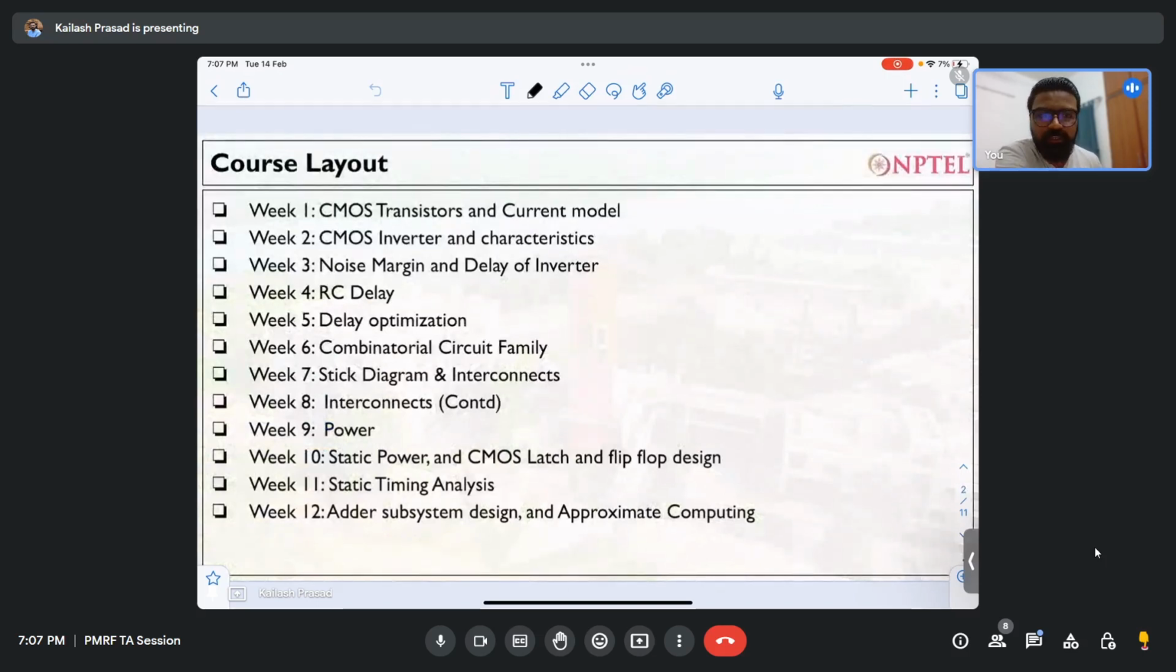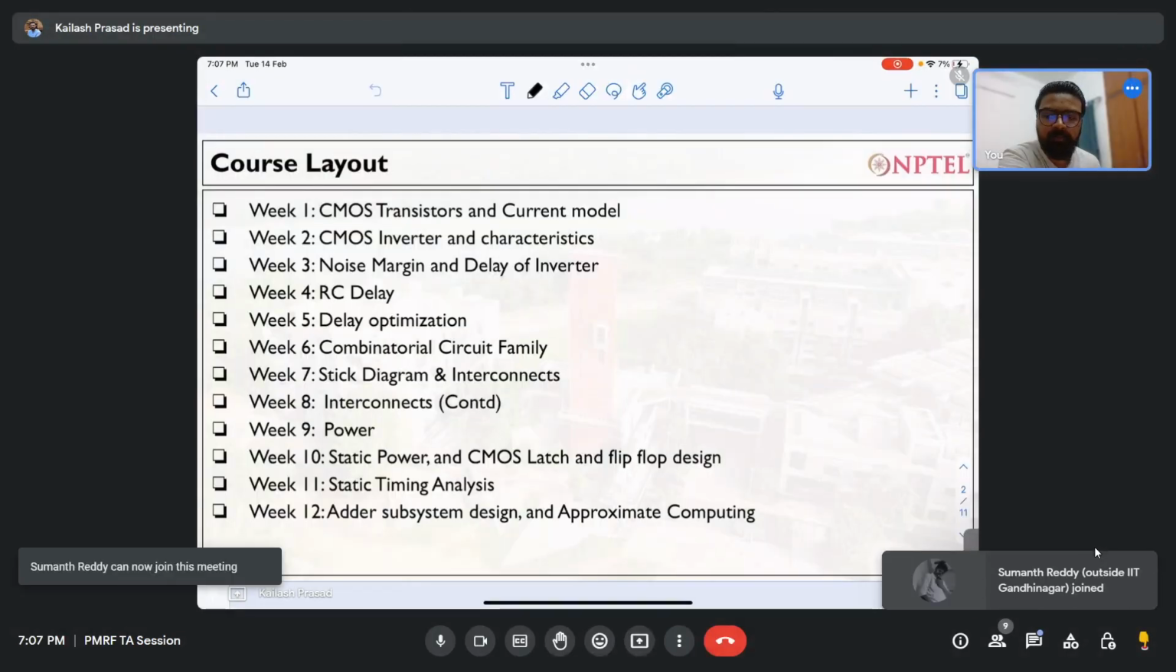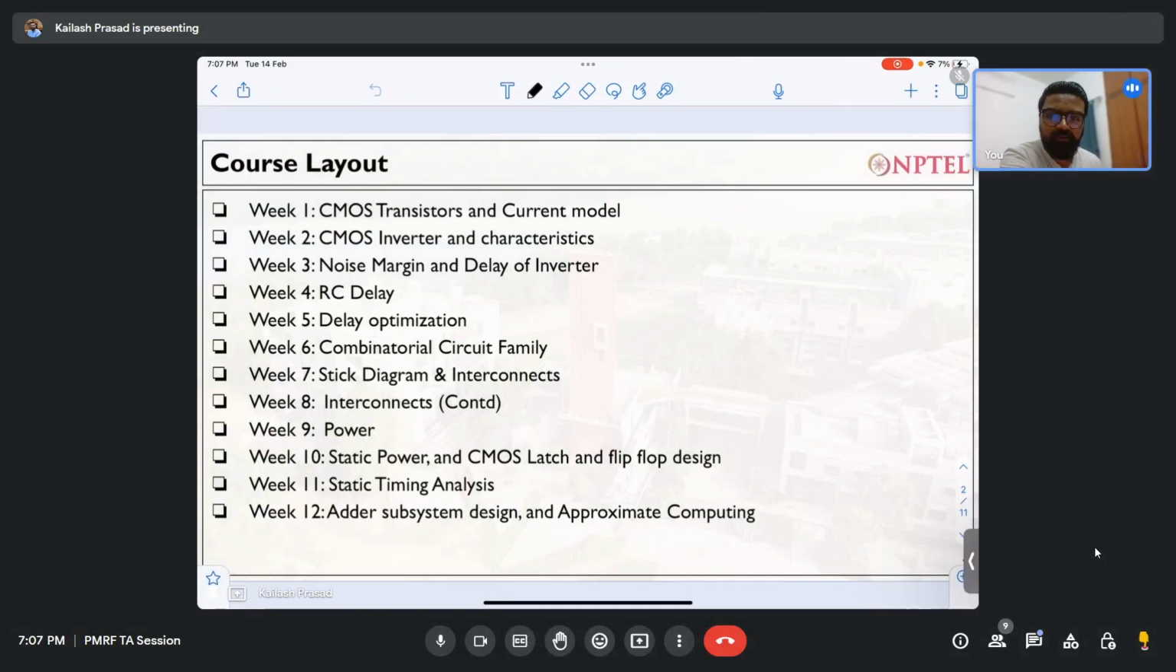So this is the course layout. In the last lecture, we discussed CMOS transistors. We solved a couple of questions on CMOS transistors, discussed many of the concepts, and also discussed the current model, right? In this session, we'll be discussing the CMOS inverter, and all the questions we'll be discussing are about the CMOS inverter.